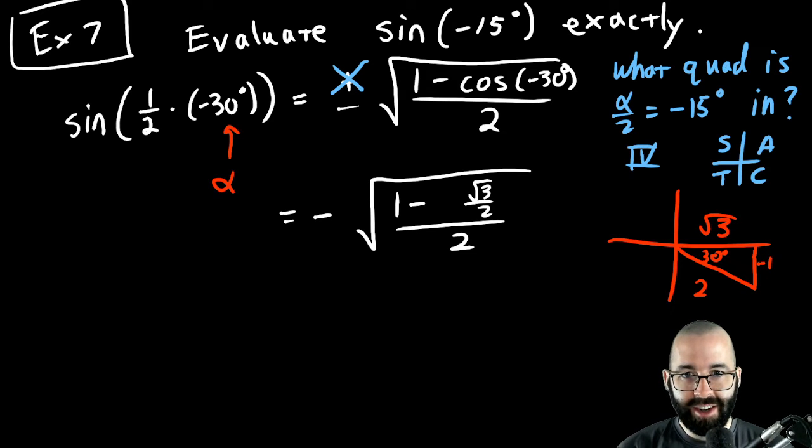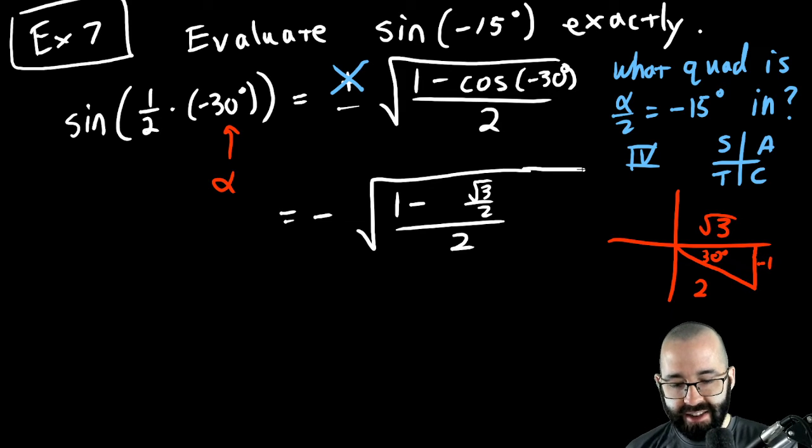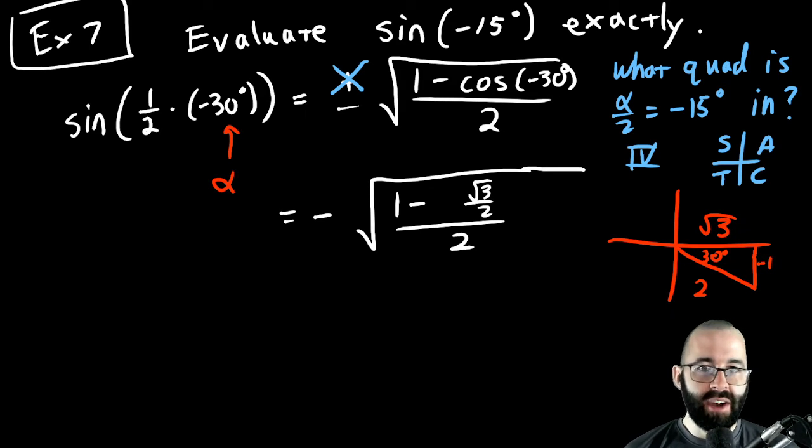You ready for some algebra? Because we got to simplify this. So inside the square root, we have a complex fraction. The book also wants you to rationalize denominators, but I don't care about that too much. But complex fraction is bad.